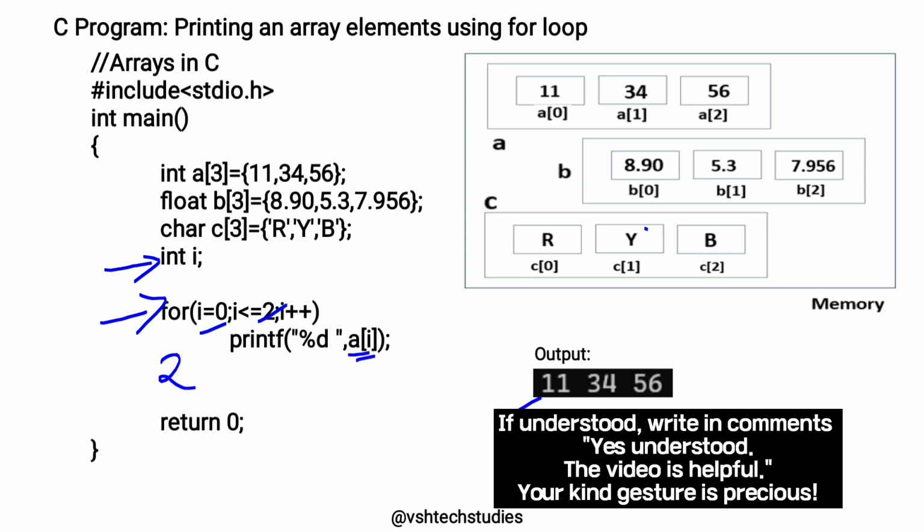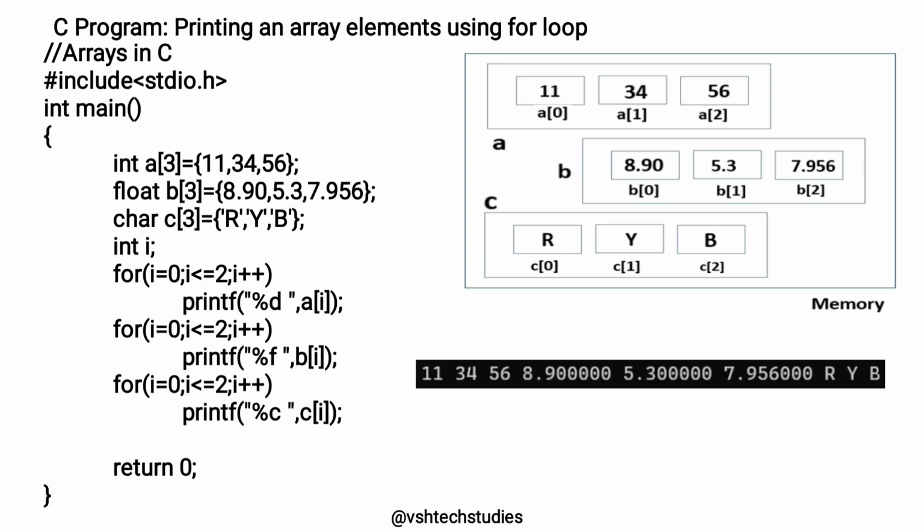So if we include another two for loops, one for the B array and another for the C array, we can print the other two arrays' elements also. That is what we see in the next program. In the next program we have printing of all three arrays' elements using three for loops, one for A, next for B, next for C. This we have seen in the previous program, it prints array elements with space. So 11 space 34 space 56 space.